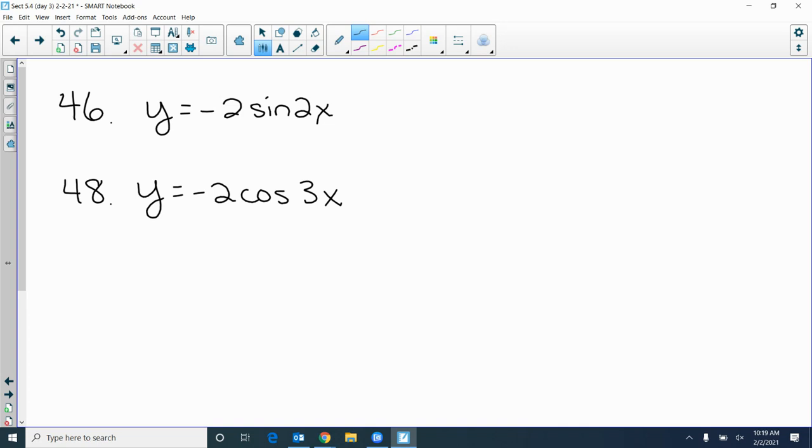All right, now this can be a little bit more difficult because of the period. What is the period of 48? You see, you got to take a look at the first point starts at 0 and the x coordinate is 0 and the last point is 2 pi over 3. So the period is 2 pi over 3.